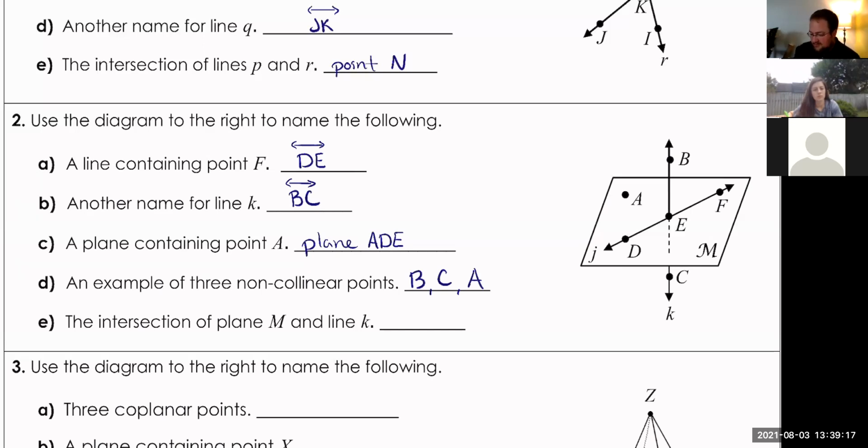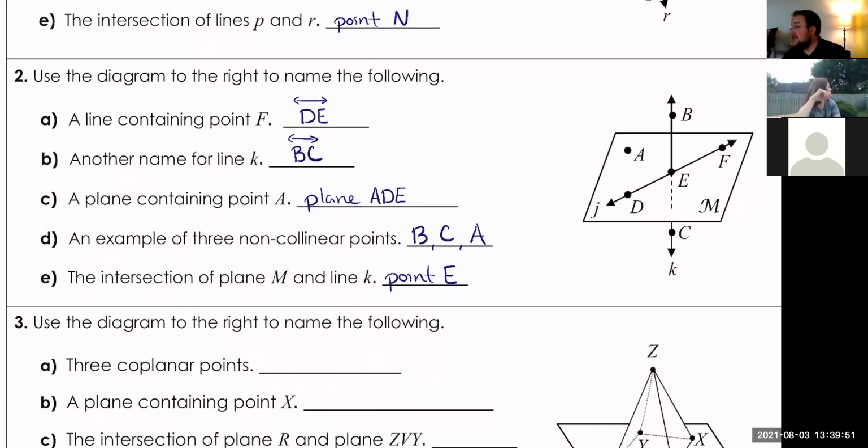Where is the intersection of plane M and line K? Sorry? Point E. So if this was existing in real life, I would imagine someone took a piece of paper and maybe stuck a toothpick through the middle of it. So the point where it's touching or where it intersected the paper would be the point we're looking for. Again, some of these answers could have other options. If you got something else and you're not sure and you want to check, just let me know.